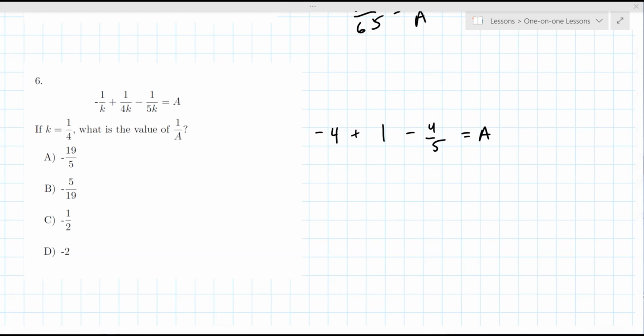I got D, -2. Oh no wait, sorry, it's a reciprocal, so it wouldn't be any of those. So that means I got it wrong. Or no, would it be C? I don't know. Do you have an answer? I can tell you if it's correct or not. Okay, let's go with C.